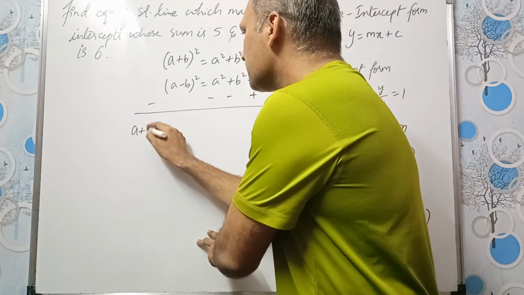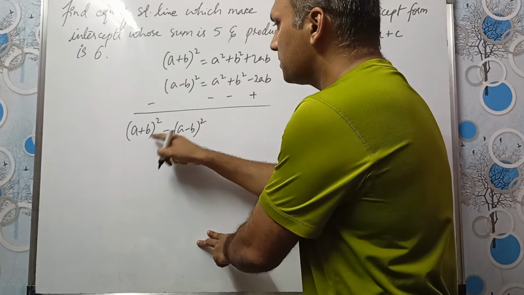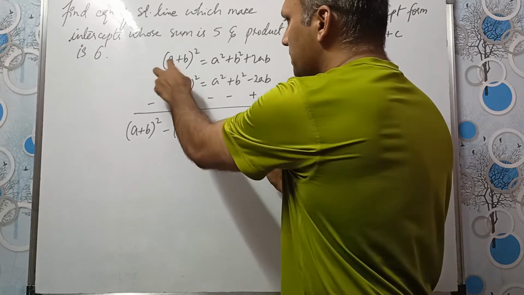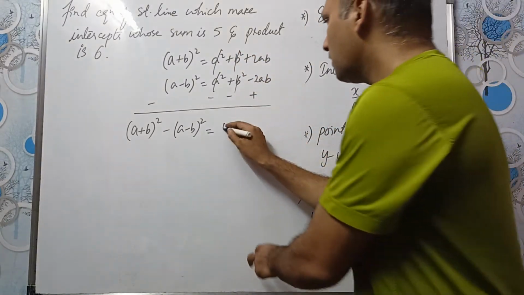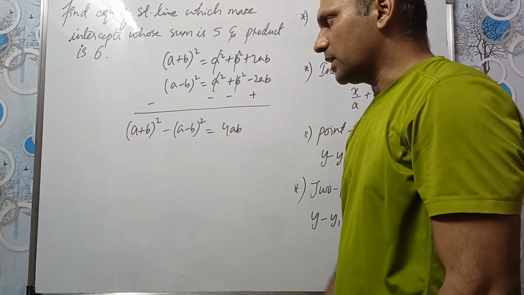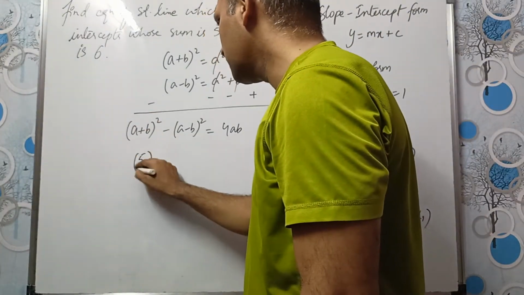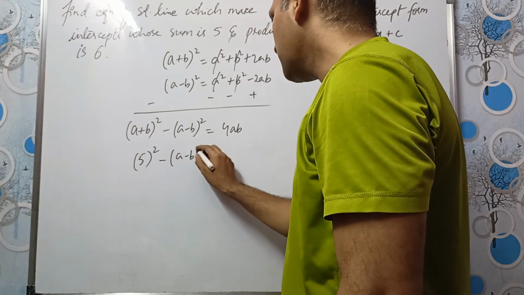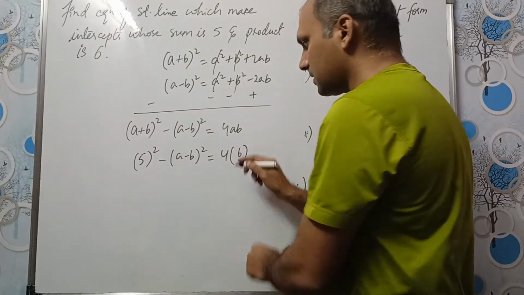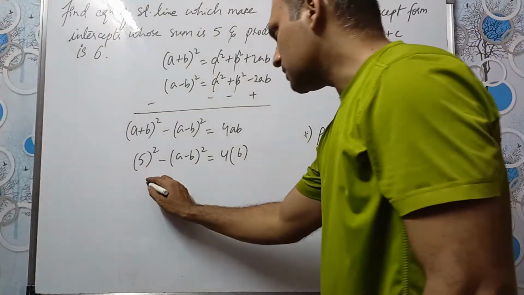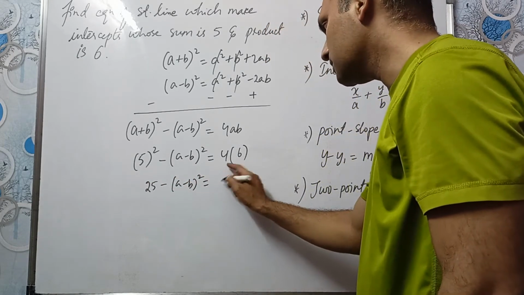So what will it become? Sorry, (a plus b) whole square minus (a minus b) whole square. We are subtracting. These terms will get cancelled, a square minus a square, b square minus b square. Here we have 4ab. Okay, see what is the sum? Sum is given as 5. So 5 square minus (a minus b) whole square is equal to 4. Product is how much given? Product is 6. Okay.